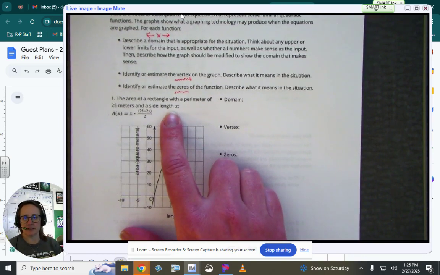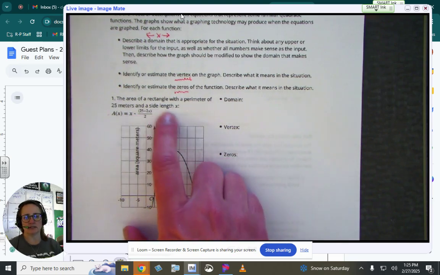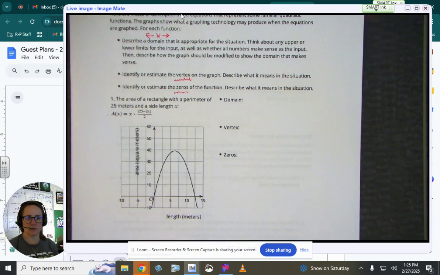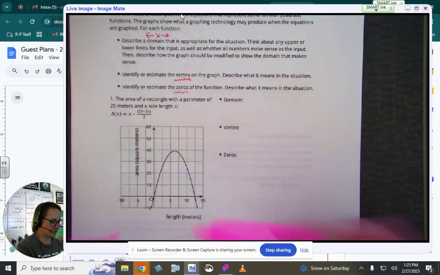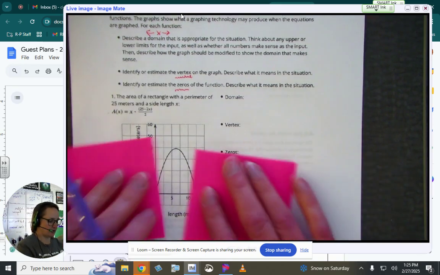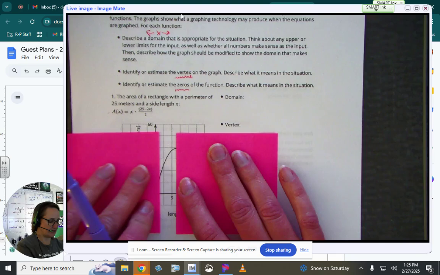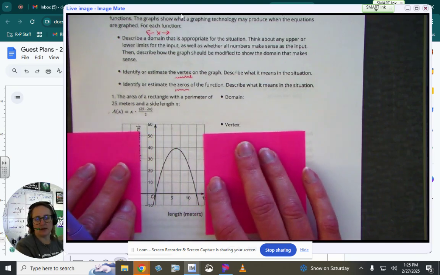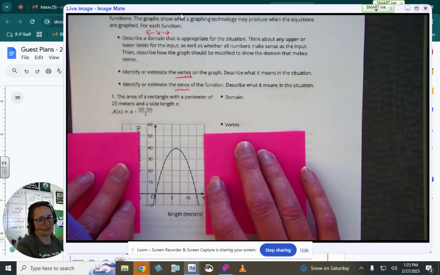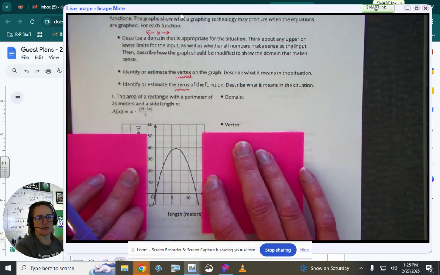The area of a rectangle with a perimeter of 25 meters and a side length of x. Okay, so when I think about what's going to make the most sense, first of all, I'm going to use my nifty sticky notes to help me with domain, right? Domain is like doors. So I think about how far can I open the doors until I see the end of the graph to the left and the end to the right. Now, some of this is also going to be about what makes sense in this situation.